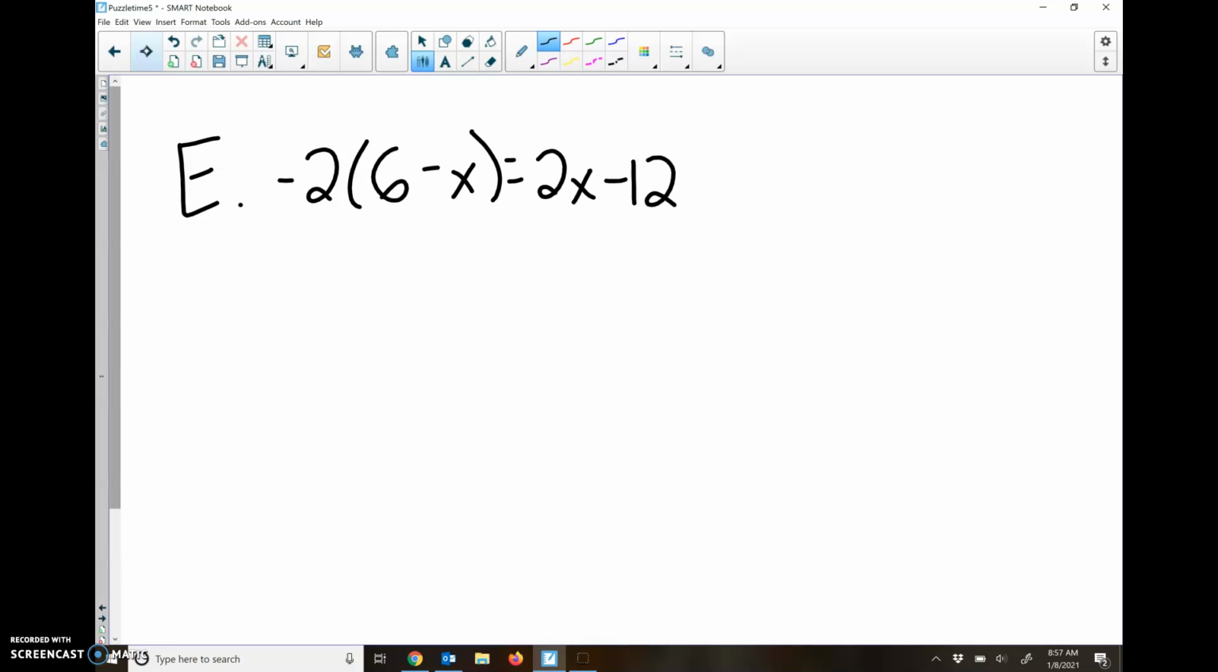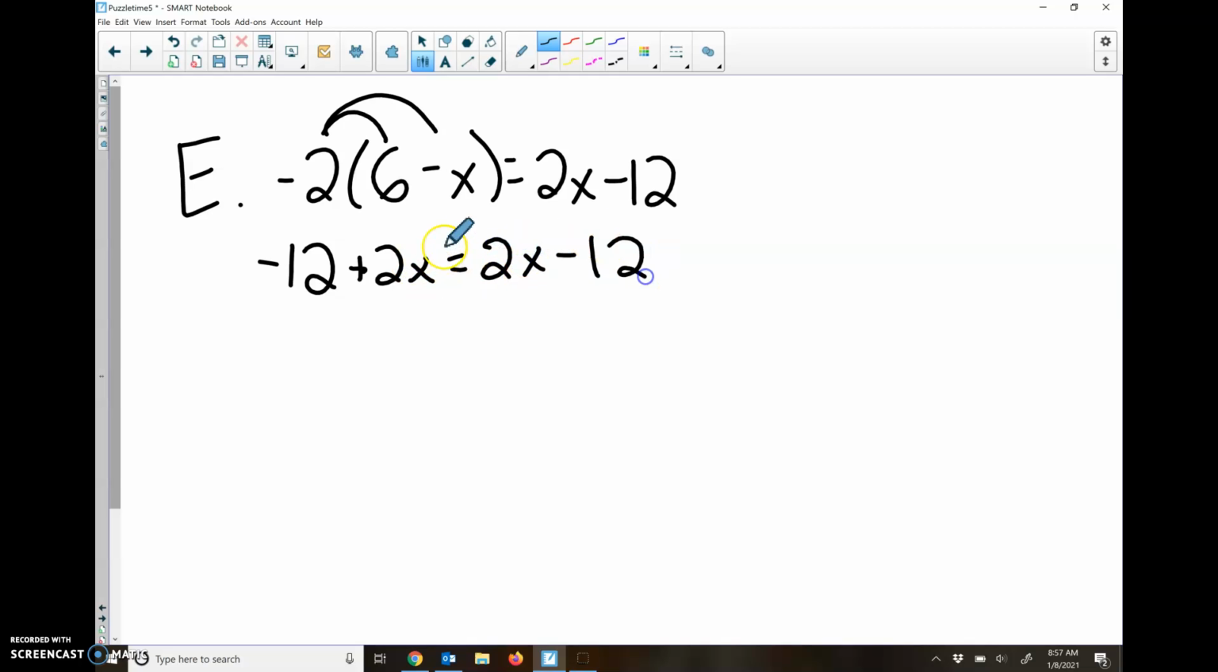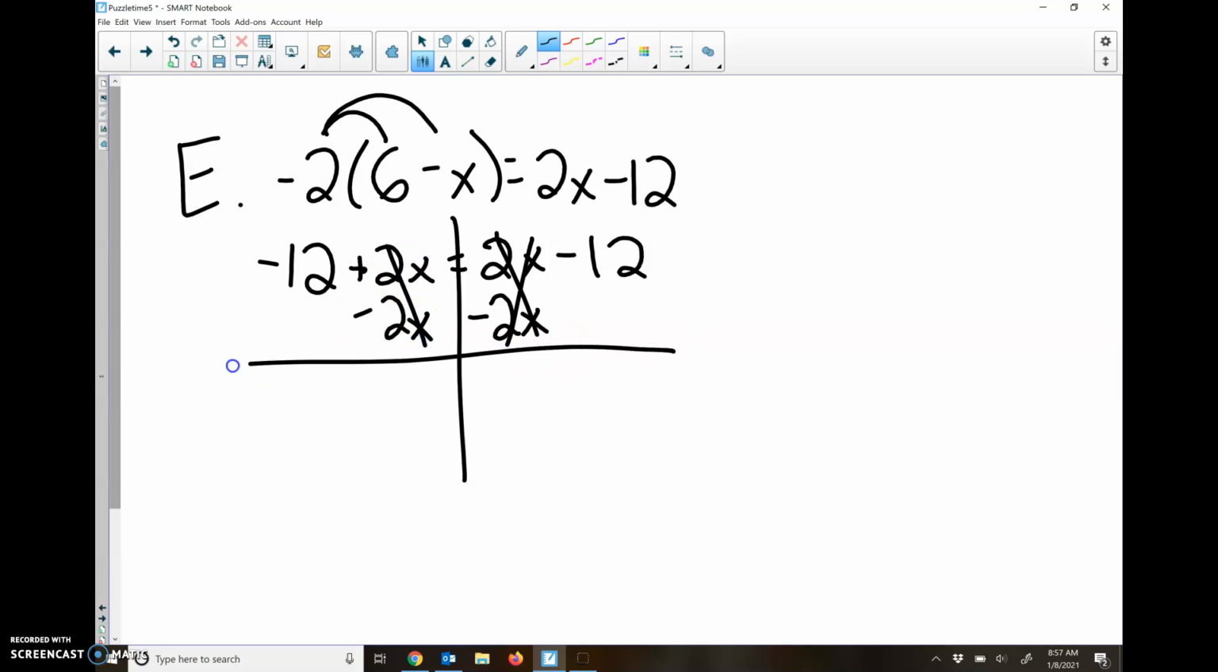All right, and then we skip down to E. So E, we have some distributing to do first. Negative 2 times 6 is a negative 12. Negative 2 times a negative x is a positive 2x. And then same thing, let's get my x's together. So I'm going to subtract 2x from each side. And then kind of the same thing as the other one, my x's disappear because 2x minus 2x is 0. But this time my numbers are negative 12 equals negative 12. That is true. Negative 12 does equal negative 12. They're the same number, so we have all real numbers or infinitely many solutions.